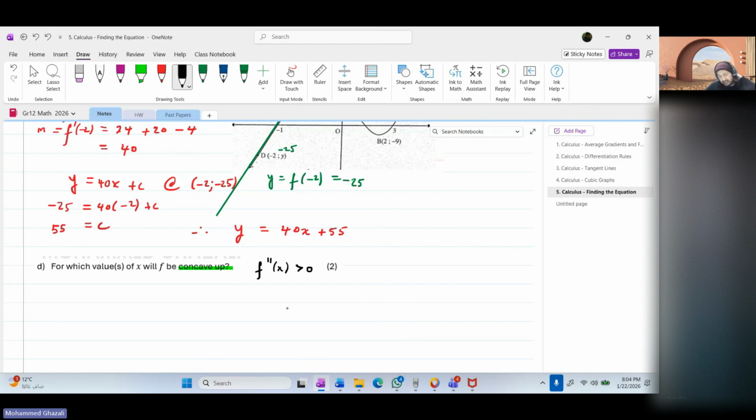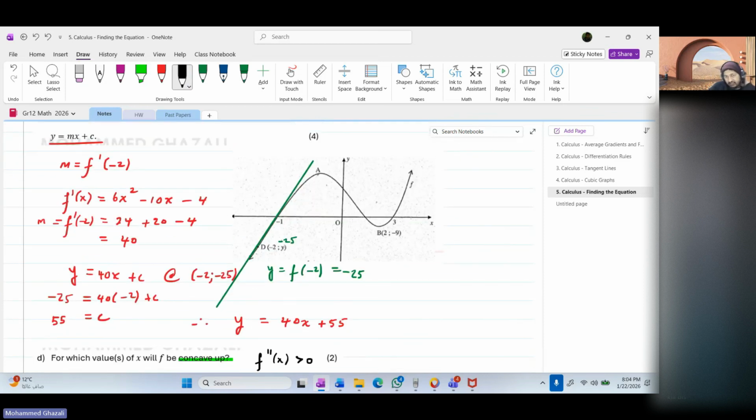You can also find the concave up like this. You can add the two x-intercepts of the turning points, right? And find the midpoint of the x value. So it's somewhere around here. So see, the x-intercept is 2 here, right? And that was -half.